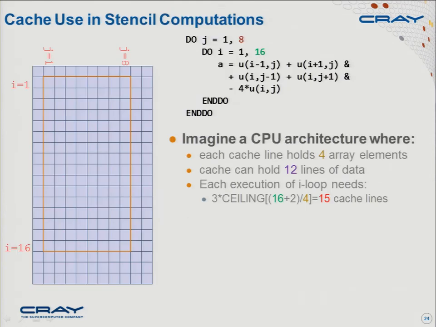I want to make this stencil operation, so I have 2 loops. The first, external loop has 8 elements, J1 to J8. Then I have the other loop, with 16 elements, going from here to here. I'm just assuming my cache line is 4 array elements, so I can read 4 elements in one cache line. It doesn't matter if it's float or real. Then my cache can hold 12 lines of data, so 4 elements times 12 lines is the maximum number of elements I can have in the cache.